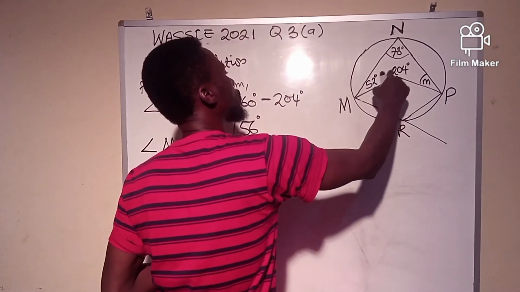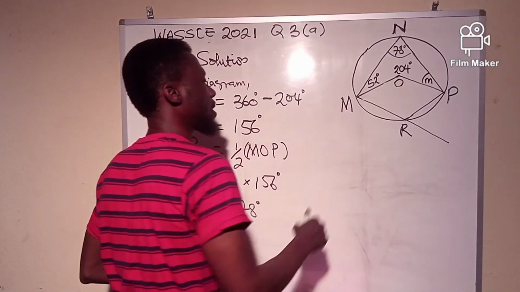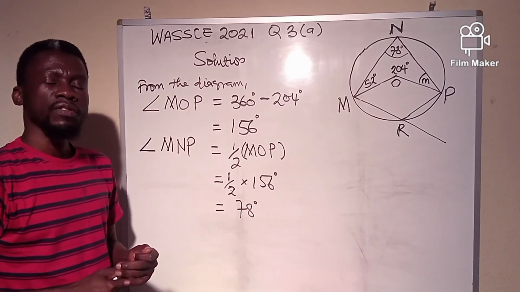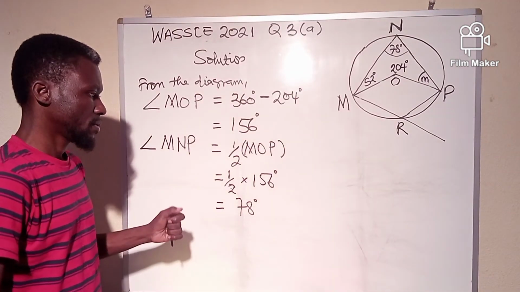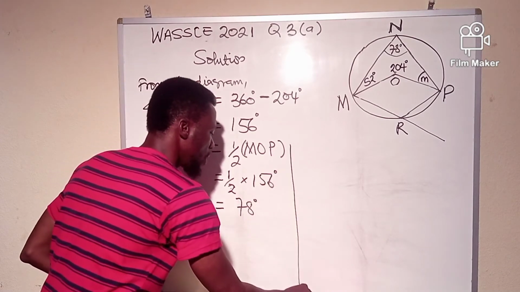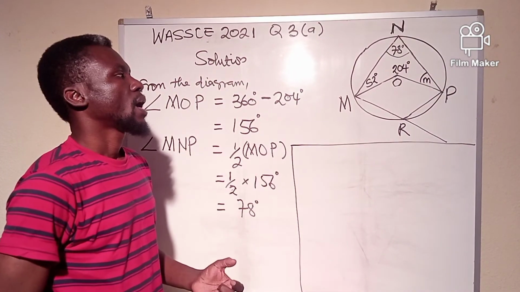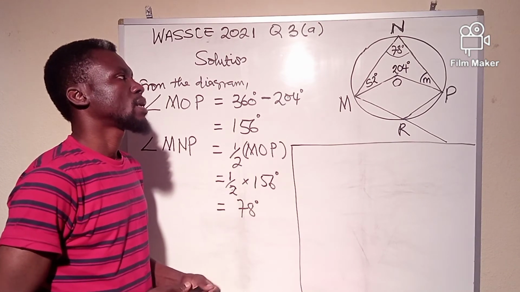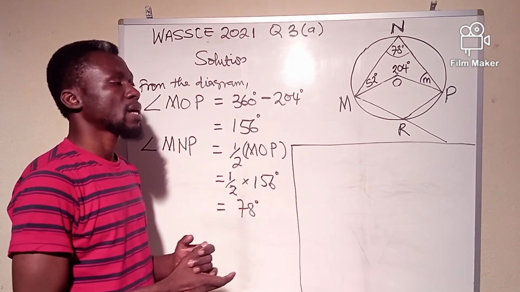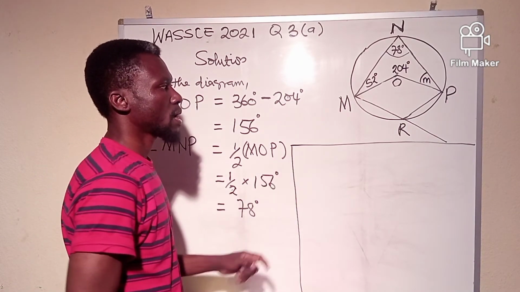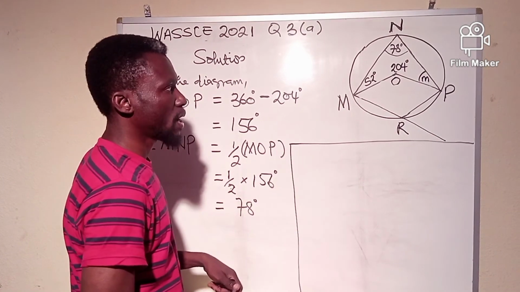We know that this is 52. We know that this is 204. We know that that is M. So when we sum the four up, it should give us 360 degrees. Remember, we have said that the four angles of a quadrilateral sum up to 360 degrees. So let's come here and find the value of M.